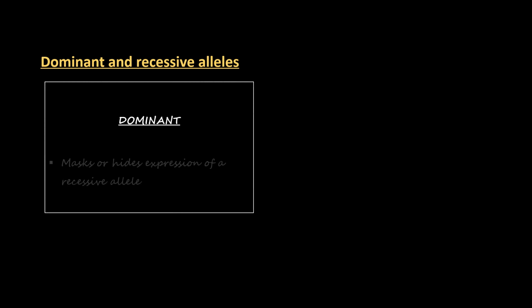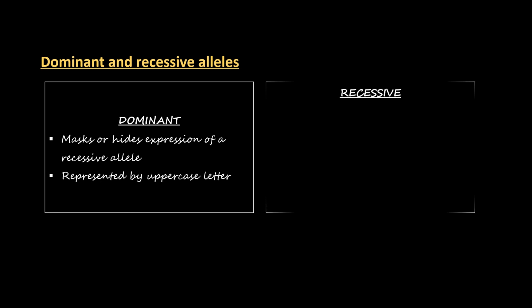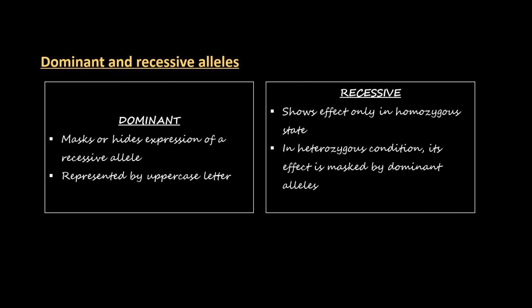Then dominant and recessive alleles. Dominant alleles are the ones which mask or hide expression of a recessive allele, and they are represented by an uppercase letter. Recessive alleles show effect only in homozygous state. In heterozygous condition, its effect is masked by dominant alleles, and they are represented by a lowercase letter.